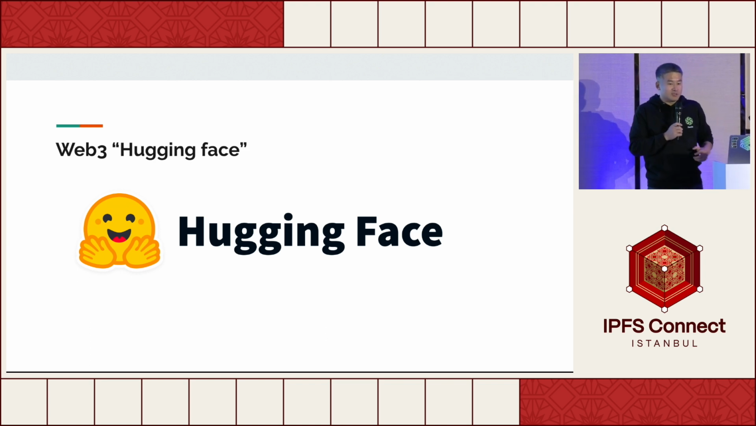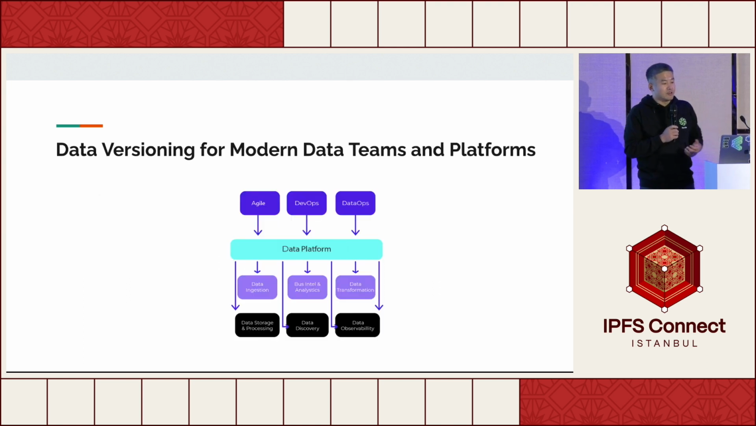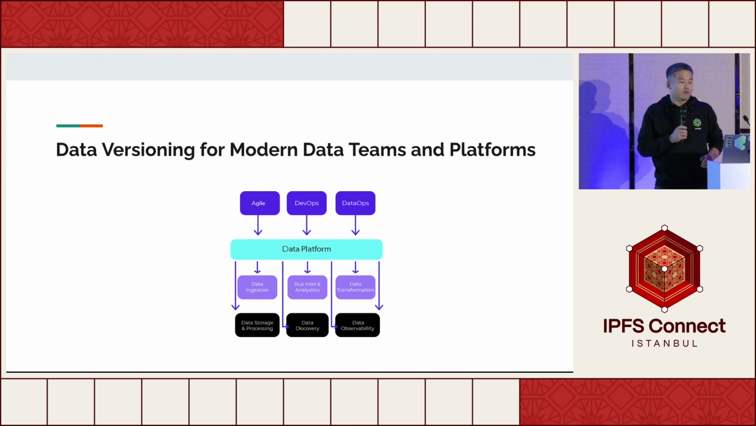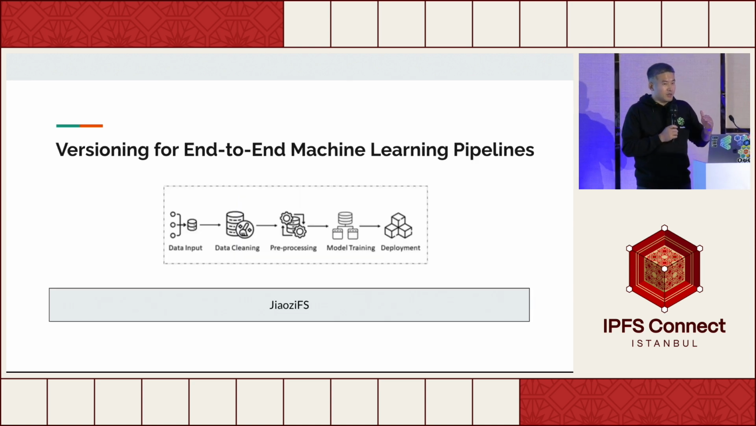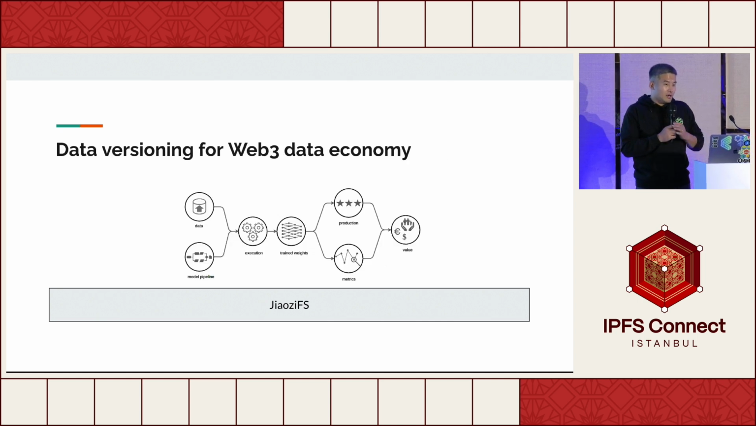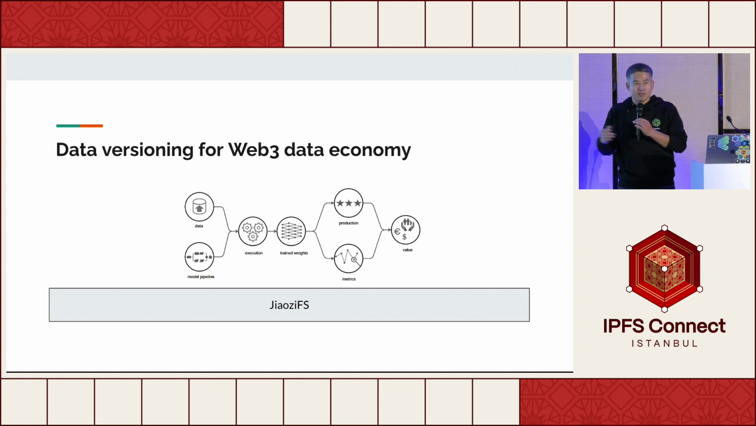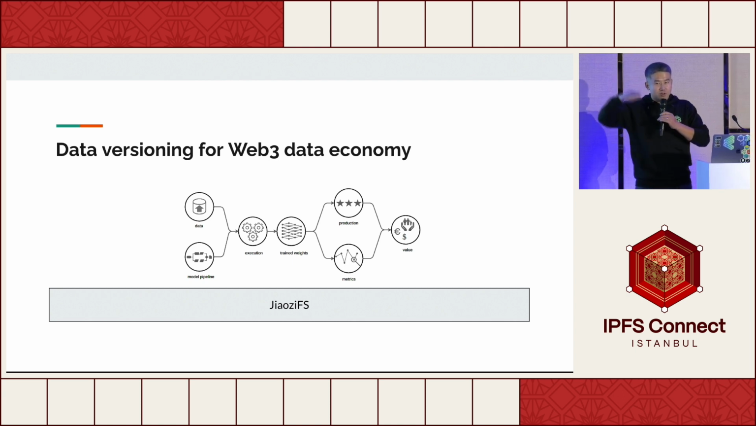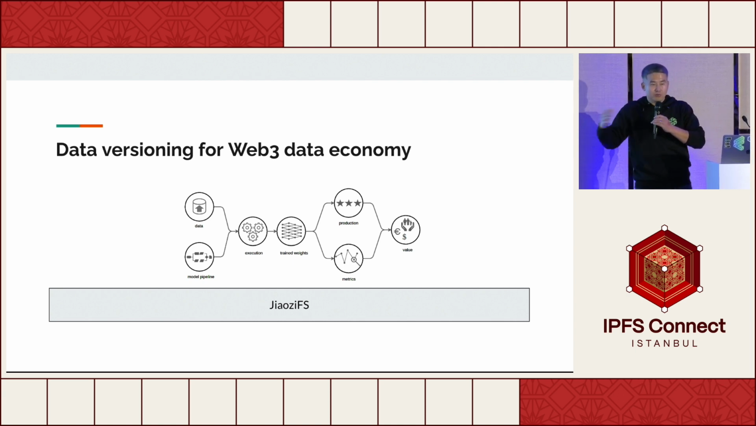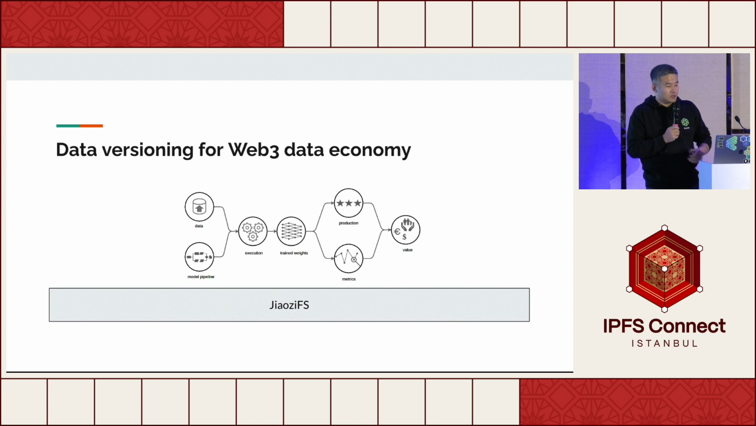OK, the use cases. First, we can build a Web3 Hugging Face. And we can build data versioning for modern data teams and platforms. And we can build data versioning for end-to-end machine learning pipelines. And because we follow the principles and the standard specification of IPFS, we can build different versions of data NFTs for the models and output of machine learning. So you can monetize your output. That is what we call data versioning for the Web3 data economy.